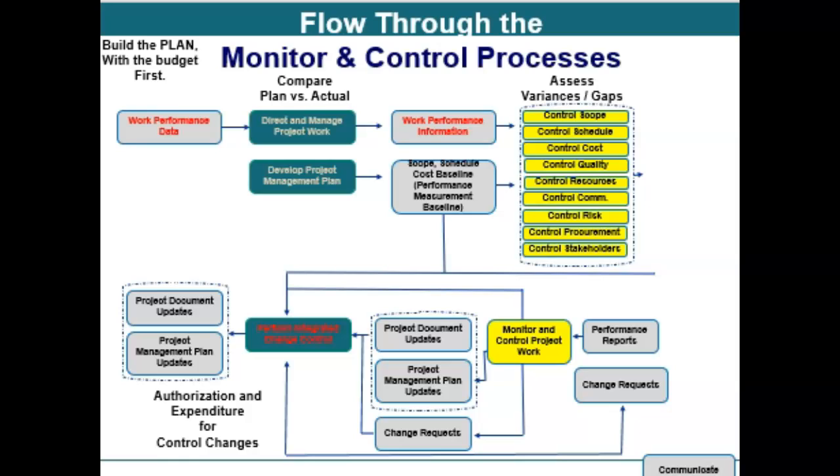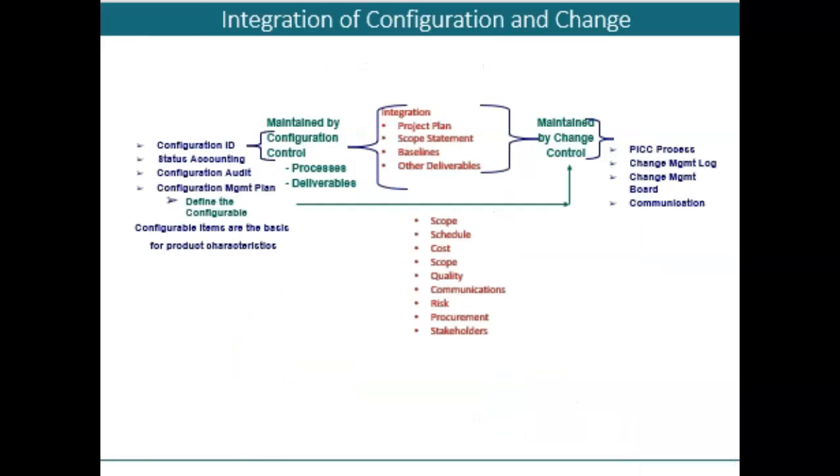And those really on the bottom left impact my authorization and expenditure for control changes. I like that chart a lot better. This is another one that I like, which whenever we're talking about control, we have to consider configuration. So on the left, I have a lot about configuration identification, status accounting, configuration audit, their management plan. And so I want to maintain that.